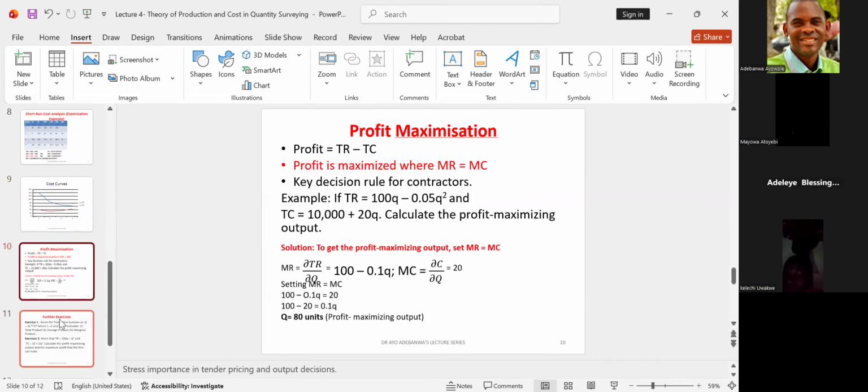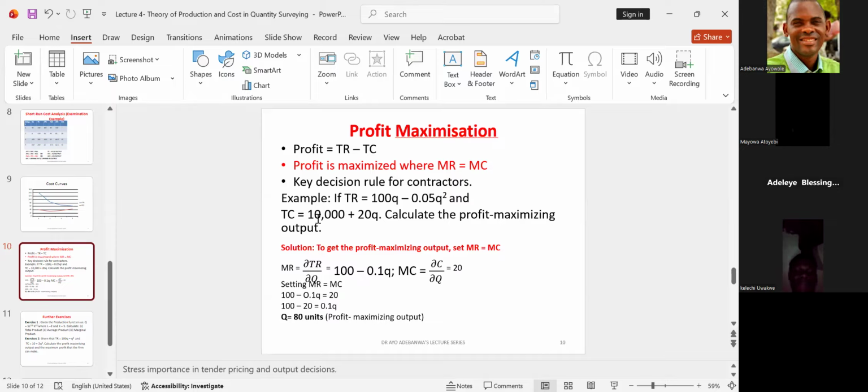Then we have what we call profit maximization. Now, profit maximization involves subtracting total cost from total revenue. And please take note of this word: profit is maximized where marginal revenue is equal to marginal cost. Now, let's pick an example. If TR, total revenue, is equal to 100Q minus 0.05Q squared, and TC is 10,000 plus 20Q, calculate the profit maximizing output.